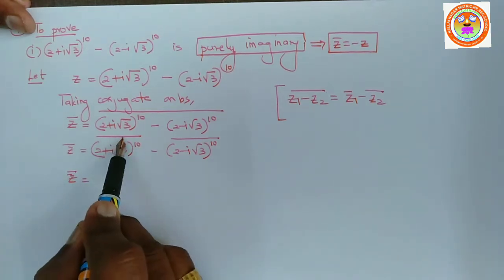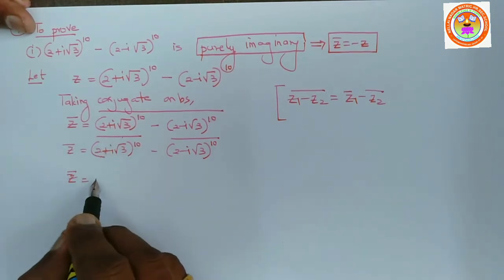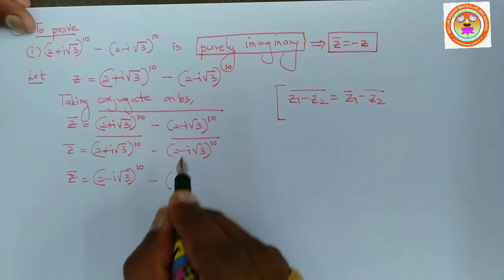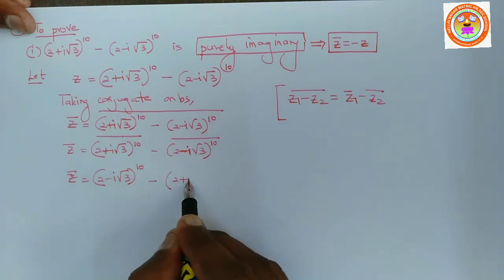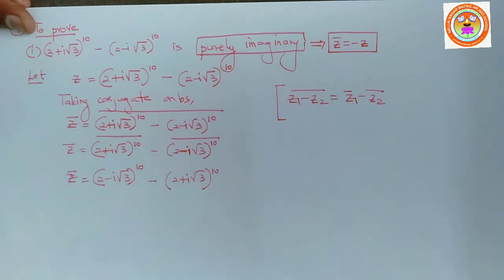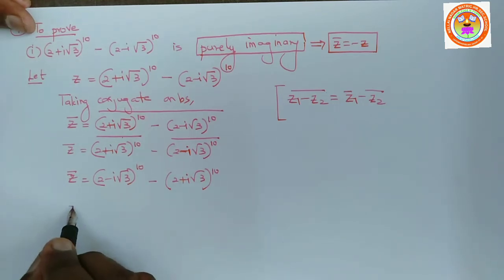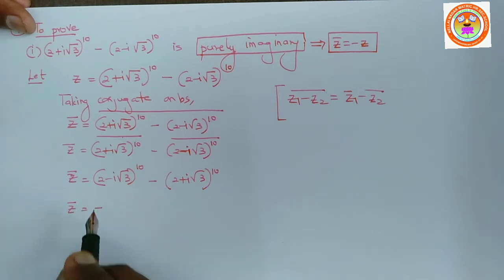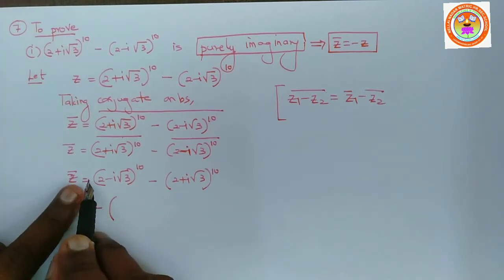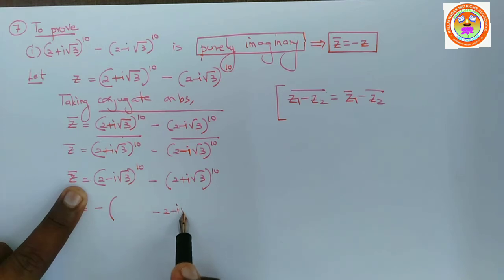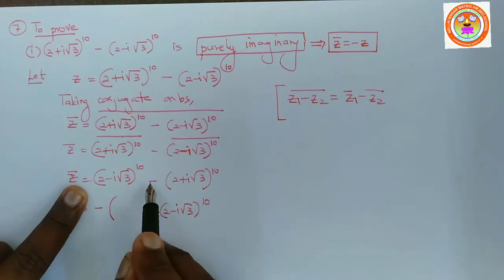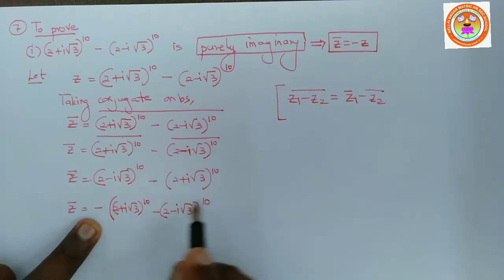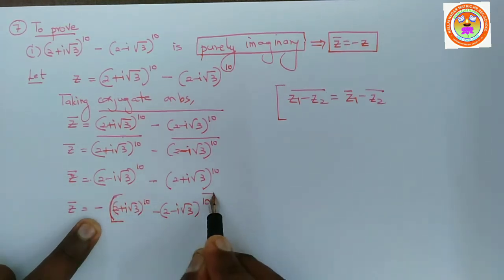Now, how to remove the bar? Conjugate. The plus sign I need to change to minus, giving (2 minus i root 3) whole power 10, and this minus I need to change to plus, giving (2 plus i root 3) whole power 10, to remove the bar. Still, what am I going to do? In z bar, I am going to take minus common in this expression. Take minus outside, and this plus will become minus: minus (2 minus i root 3) whole power 10, and this minus will become plus: (2 plus i root 3) whole power 10. So we finish the expression very easily.